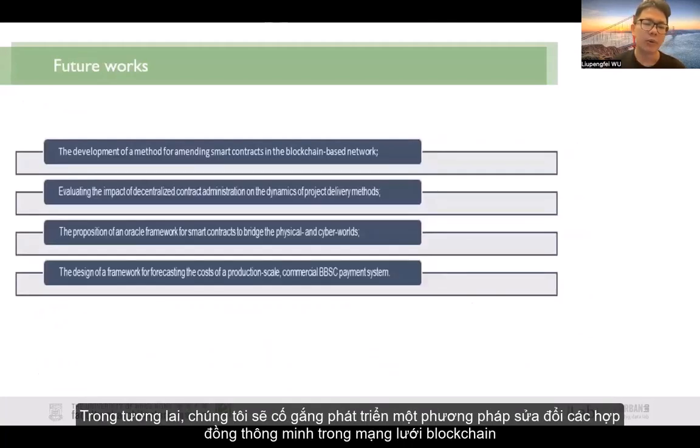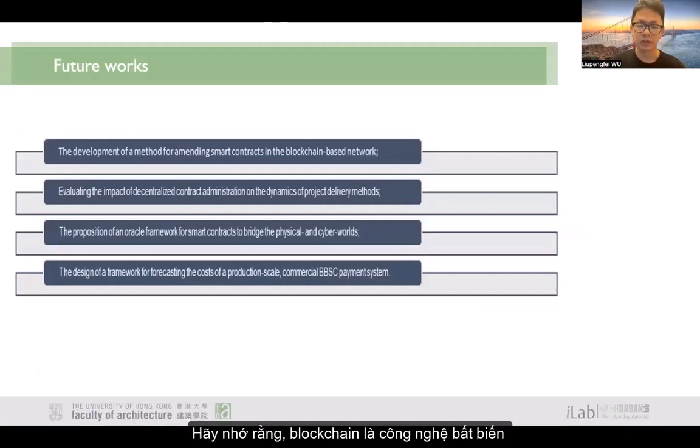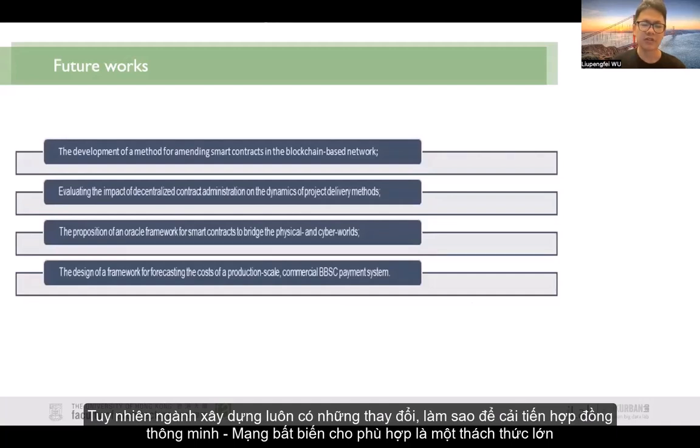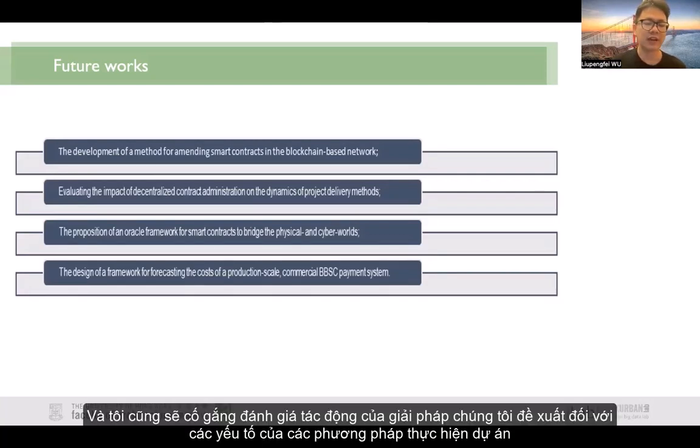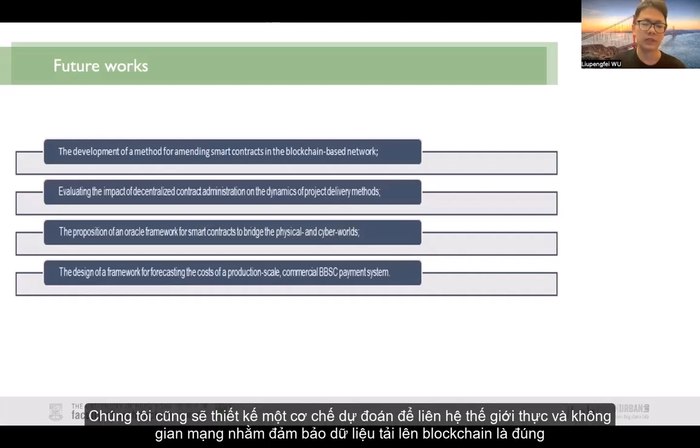So in the future, we will try to develop a method for amending the smart contract in the blockchain-based network. Remember, blockchain is an immutable technology. However, the construction industry always involves changes. So how to amend the smart contract on such an immutable network is a big challenge. And also we will try to evaluate the impact of our proposed solution on the dynamics of project delivery methods. And also we will design an Oracle framework to connect the physical and cyber worlds in order to ensure the data uploaded to the blockchain is true.